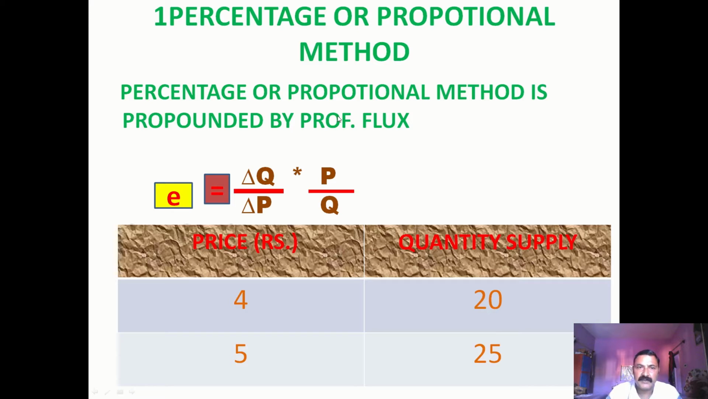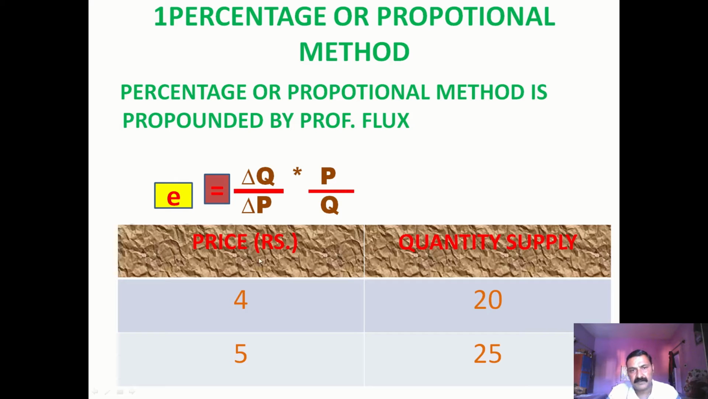When we illustrate the formula of the percentage or proportional method, we find elasticity of supply is equal to delta Q upon delta P into P upon Q, where this is P0 and this is Q0. We must know that this is P0 and this is Q0. This percentage or proportional method was propounded by Professor Flux. He propounded it and gave the formula.